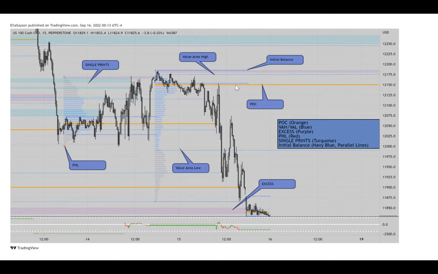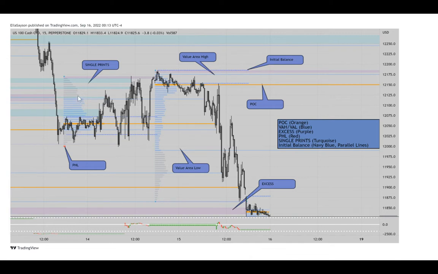And you guys can see that there's the blue dotted line, and there's the high of the initial balance and the low of the initial balance. And within this area of the value area, you're going to also see the value area high. That's that blue line right there. And then we have the value area low, which is at the very end of the blue. That is the area that is considered the value area.